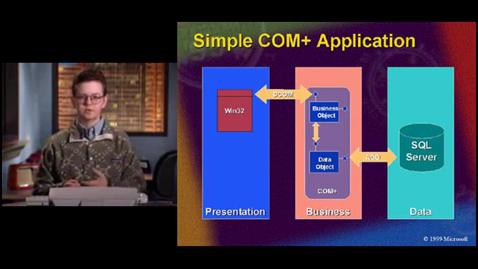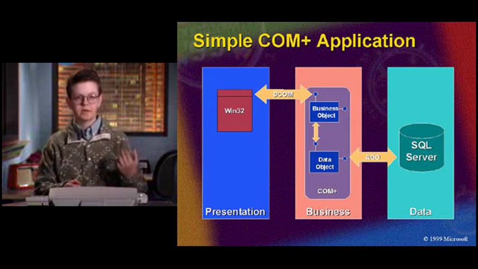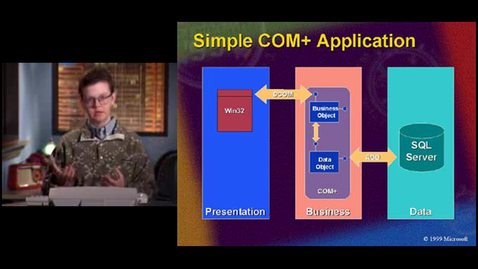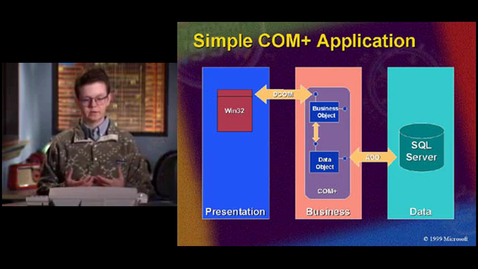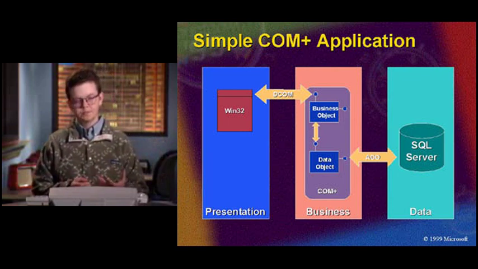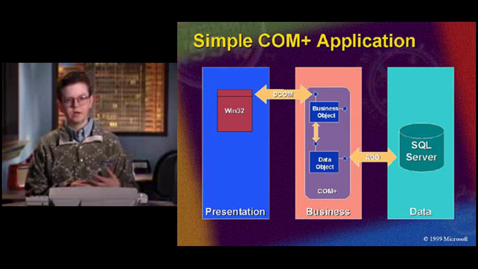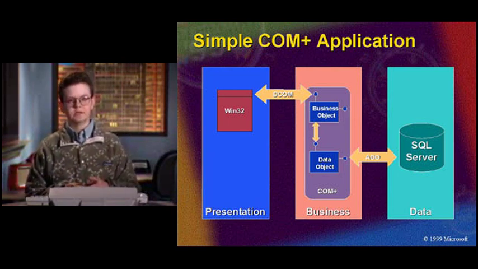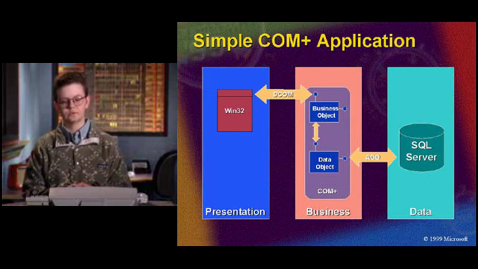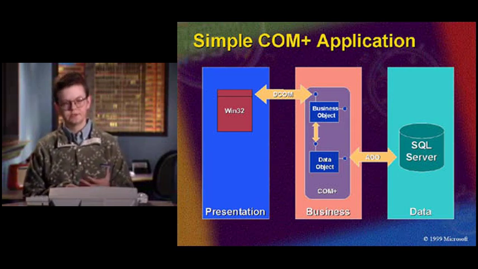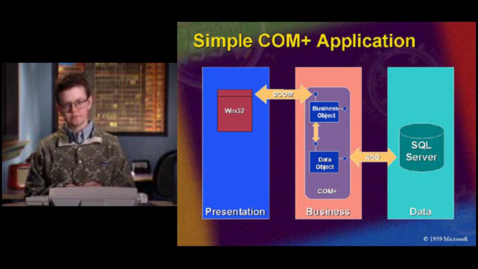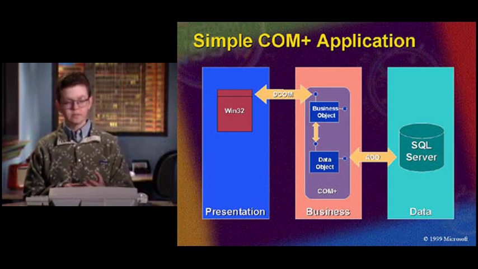The object will be created, an interface pointer will be passed back, and the presentation application and the business logic will be communicating directly. Those business objects can in turn use other objects. In many cases, they will use data objects that encapsulate access to particular data stores. In this particular example, I show SQL Server, and I show the data object communicating with SQL Server using ADO. That's not the only option.